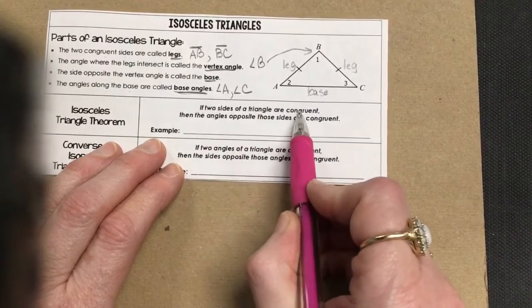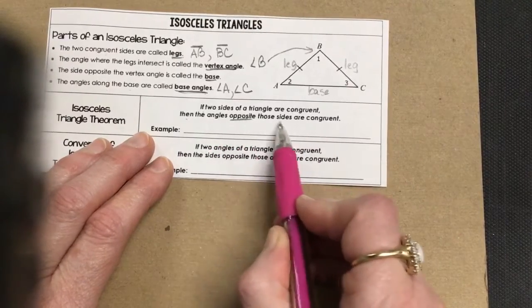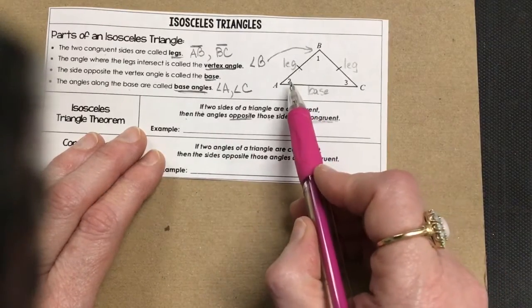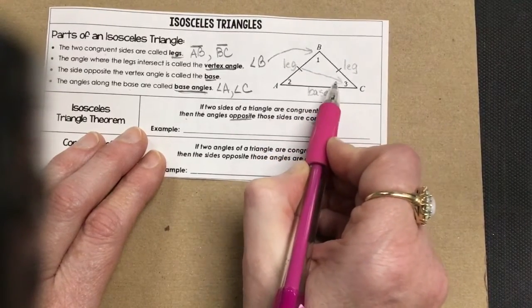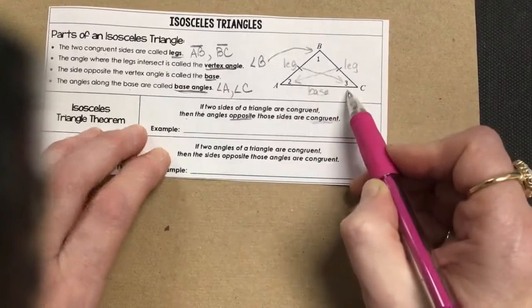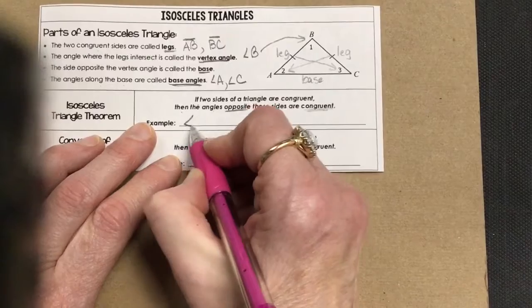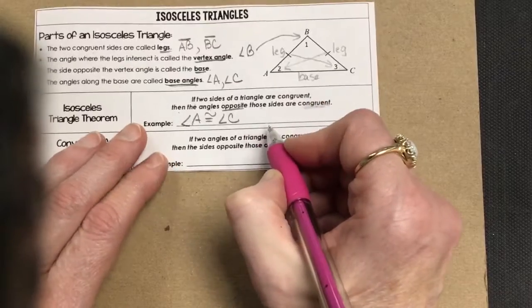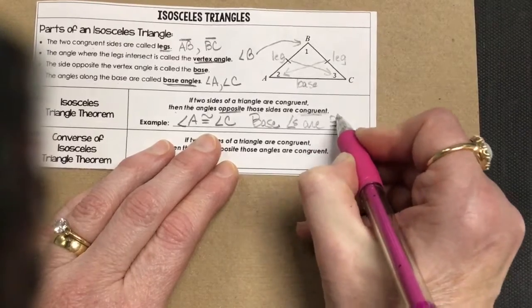If 2 sides of a triangle are congruent, if a triangle is isosceles, that's an easy way to say it, then the angles opposite those sides are congruent. Another way to say that is the base angles of an isosceles triangle are congruent. So there's the leg, and there's the angle across from it, there's the leg, and there's the angle across from it. In this case, using this picture, angle A is congruent to angle C, and a shorter way to say that is base angles are congruent.